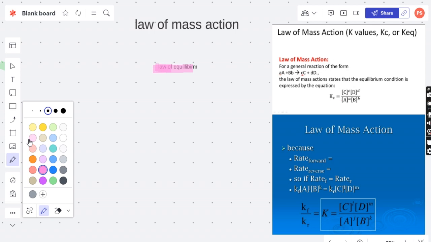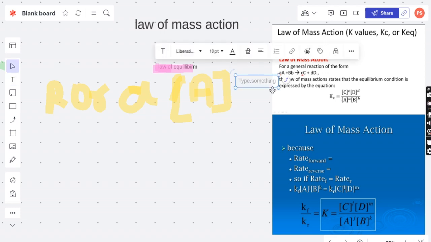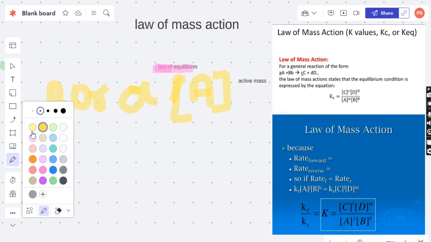Now I'm going to talk about what the law of mass action is. According to the law of mass action, the rate of reaction is directly proportional to the active masses of the reactant or product. When a reactant or product is written inside brackets, this is known as the active mass. For instance, a reaction is written something like this.